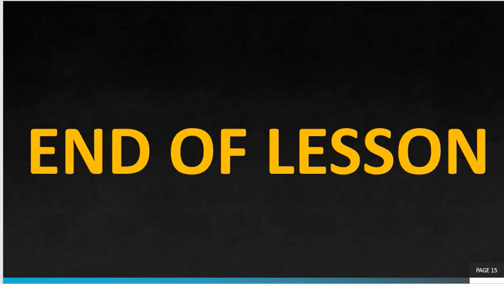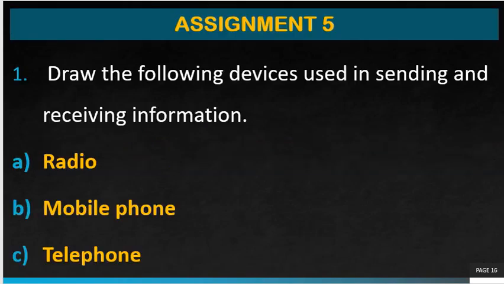Before you leave, make sure you do this assignment. Question 1: Draw the following devices used in sending and receiving information. You have to draw these devices nicely and submit them to your website. The first one is the radio, the second one is the mobile phone, and the third one is the telephone. So you have to draw 3 devices: the radio, the mobile phone, and the telephone.